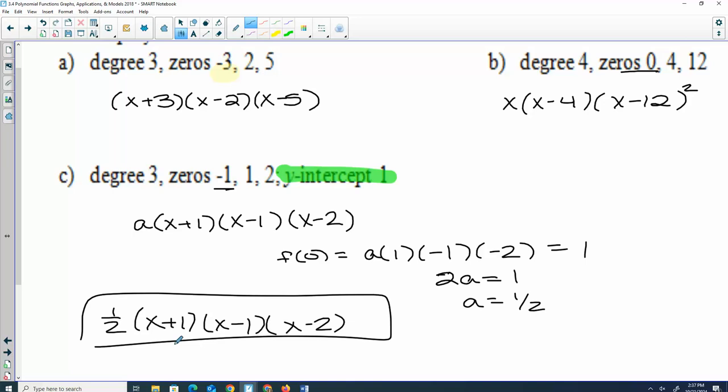Trying to pull in some of the different things that we've been talking about with our quadratics and our polynomials here. Any questions there?